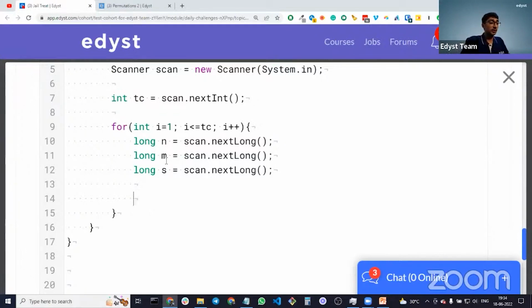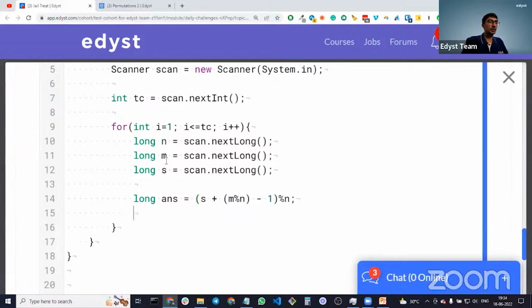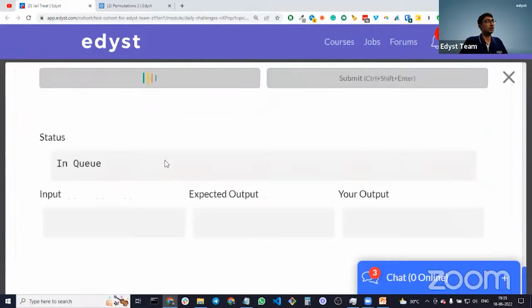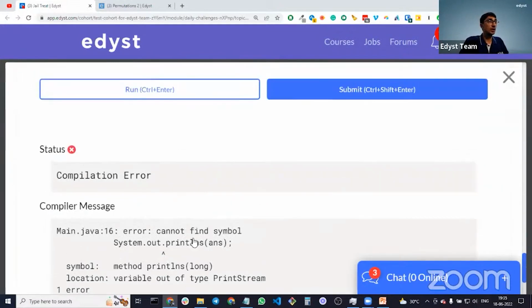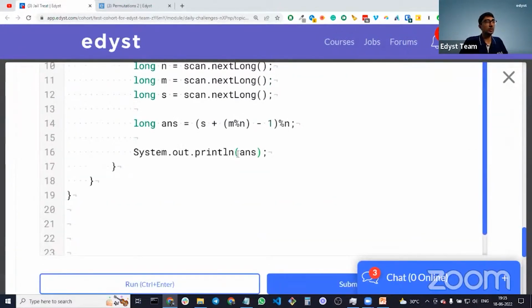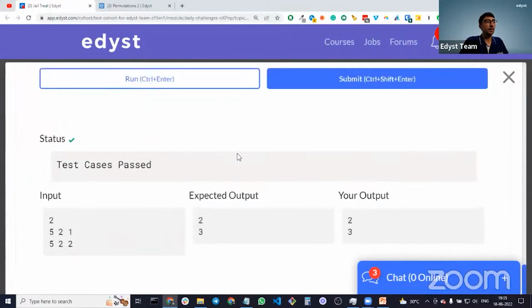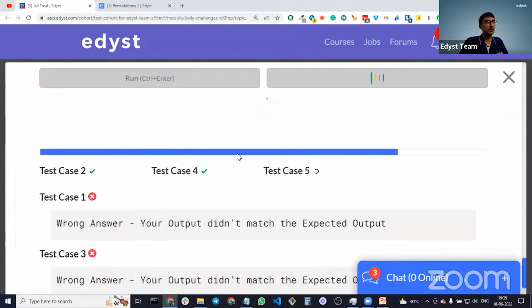All right, so long answer is equal to s plus m modulo n minus 1, the whole thing modulo n, right? Whole thing modulo n. System.out.println. That should be the case, should work. Let's see what's the issue. That works. If I submit it, all right.